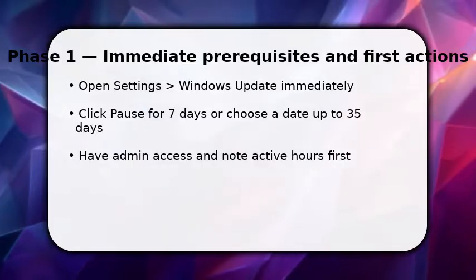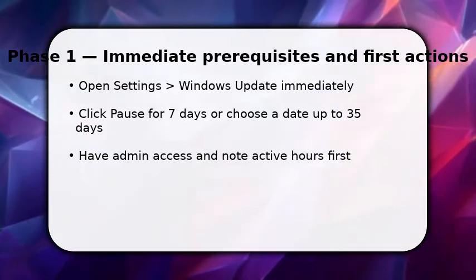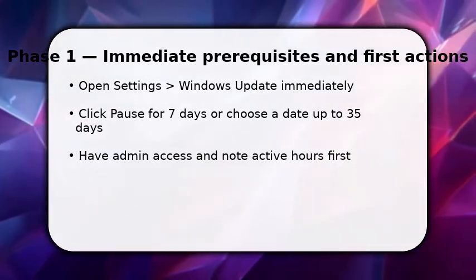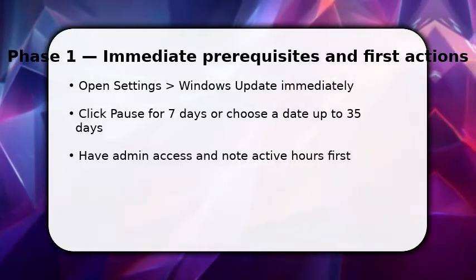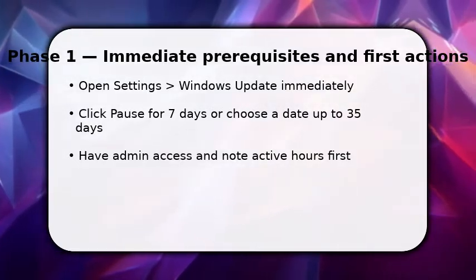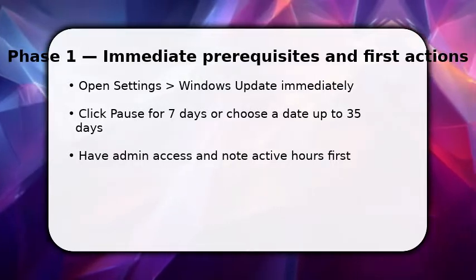You start by opening Settings and going straight to Windows Update. This is where control lives. Once there, click Pause Updates and pick 7 days to stop the immediate download, or choose a later date up to 35 days if you need more time.